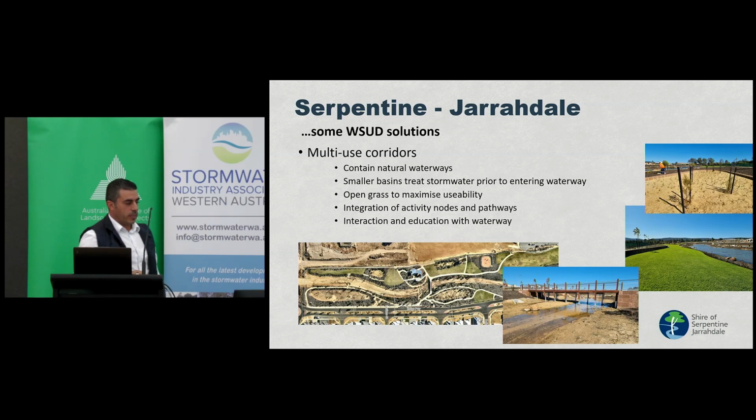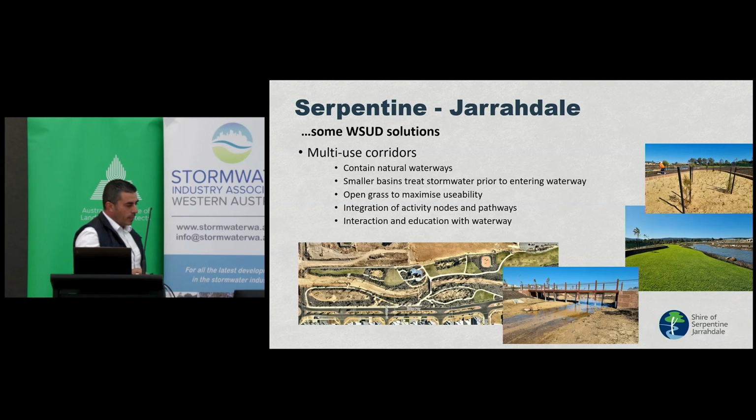So in Serpentine Jarrahdale, some good examples of other treatment methods is the multi-use corridor. The rural drain system that was in the first slide is often converted into what we call a multi-use corridor. So you have the original drain, which is normally reworked, because typically the agricultural drains are steep-sided, so they're retrofitted basically to fit in an urban environment.